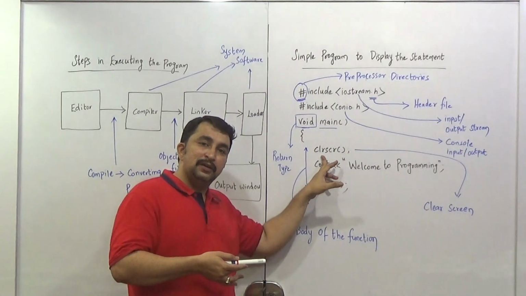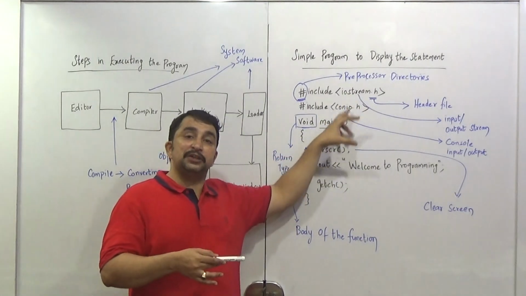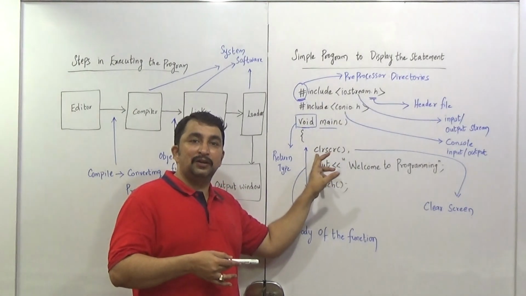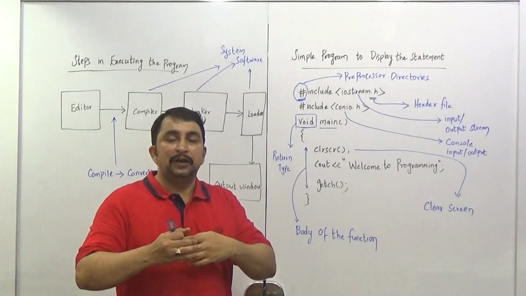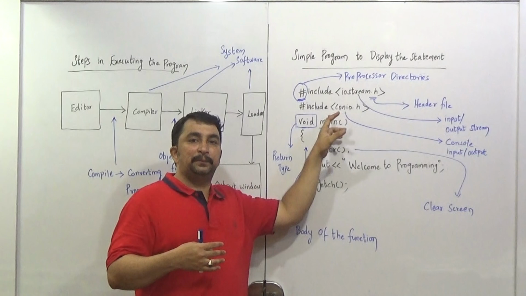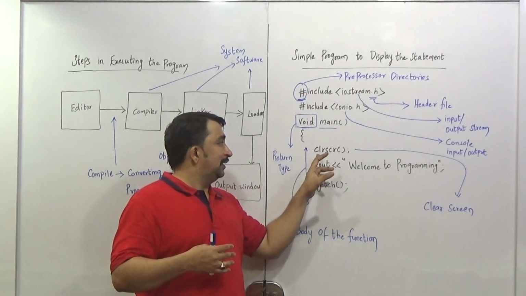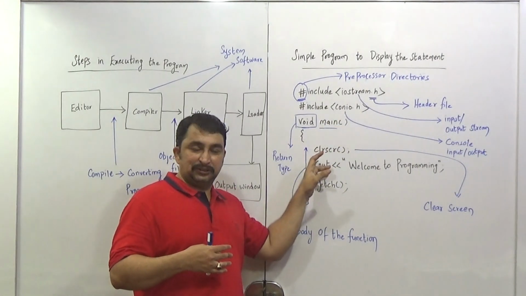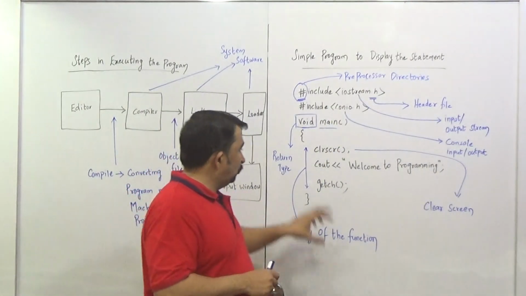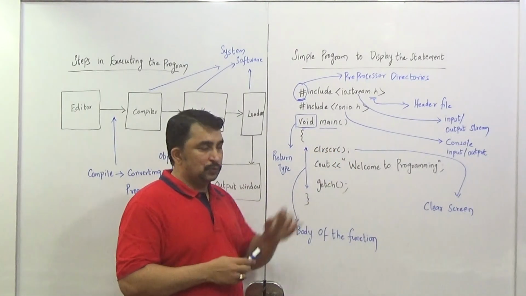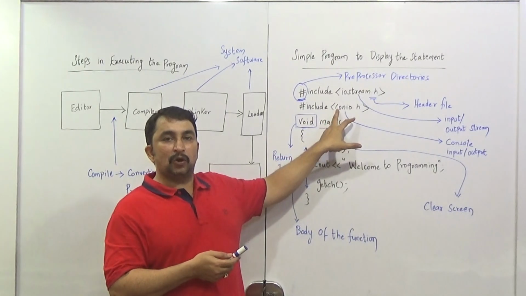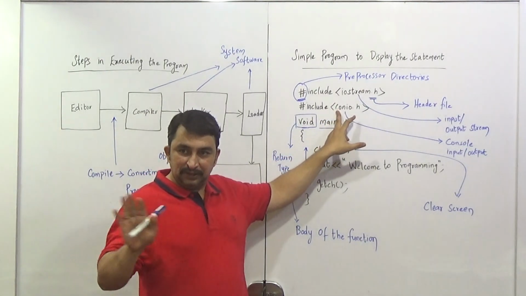Where has it been defined? It has been defined in these header files. Which header file has it been defined in? You're clearing the screen, that means you're dealing with the monitor, right? That is console. So in this console input output header file, the clear screen function definition will exist. You're getting my point. So you're just calling this function, and when you call it, this definition will be executed. Got it? Is it clear, everyone?